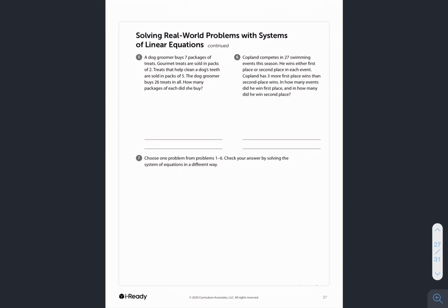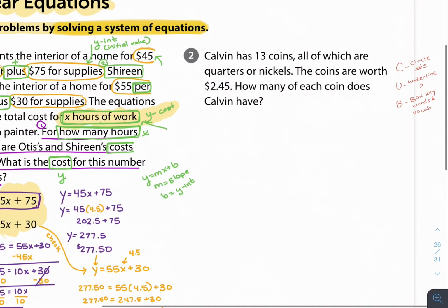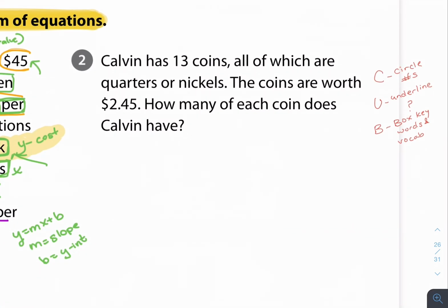Alright, so I'm going to go up to question 6. I'm going to help you set up the equations because this is a new lesson for us, so it's going to take you some time to get used to it. So let's take a look at number 2 now. And don't forget, we have to use cubes.